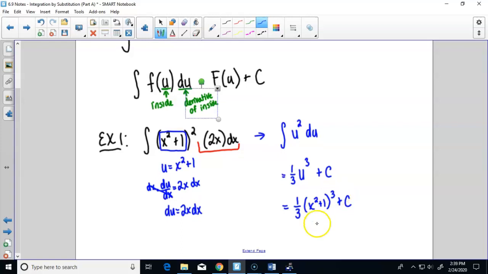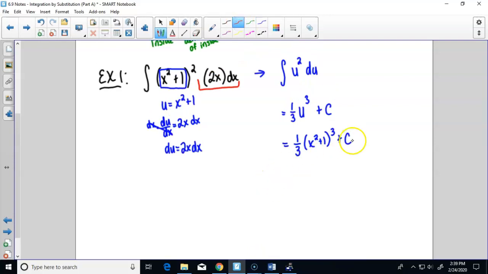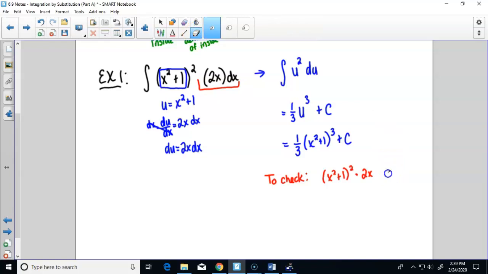You can always check these very easily. I say very easily. As long as you know how to do the chain rule, you can check them pretty easily. So to check, you're just going to take the derivative. You do 3 times 1/3, which is just 1, times x squared plus 1 to the second power, times the derivative of the inside, which is 2x. Actually, the dx sort of comes along whenever you integrate, so I guess you wouldn't have it. So you have the same equation that you started with. So that would tell you that this is correct.